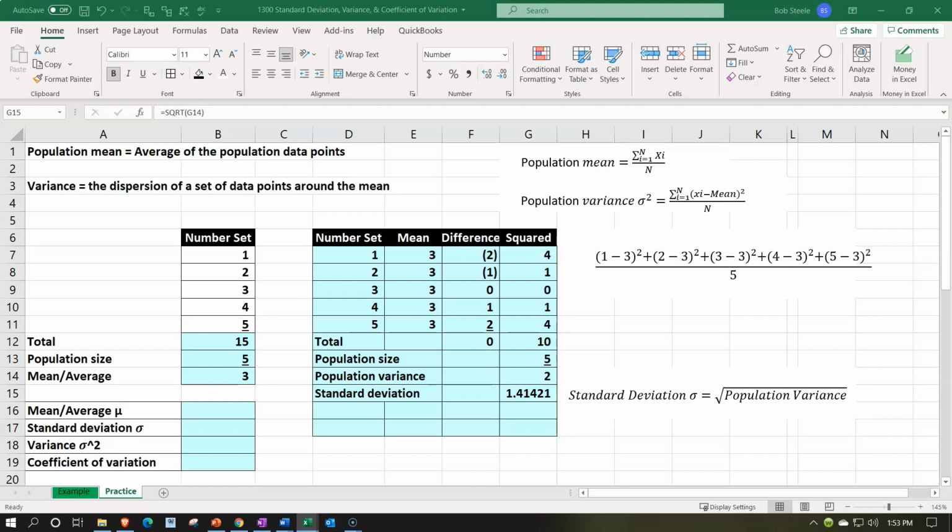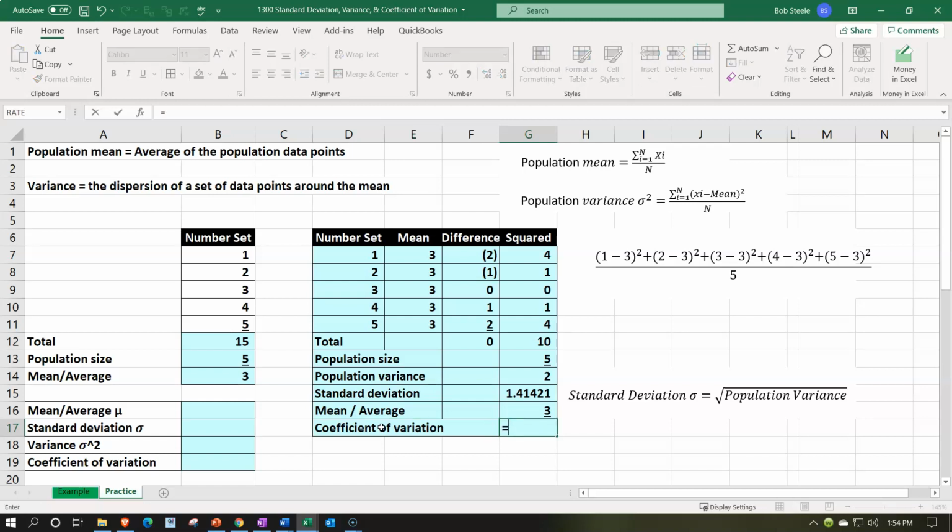Now if we compare that to the mean, or the average, which we had was the 3 before that we've calculated a couple different ways, that will then get us to the coefficient of variation. Coefficient of variation being equal to the 1.41421 divided by the 3, by the mean, giving us, and then I'm going to add some decimals. Sometimes this will be represented in a decimal format or sometimes in a percent format.